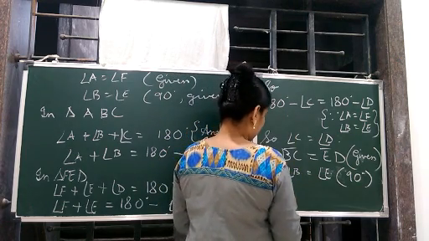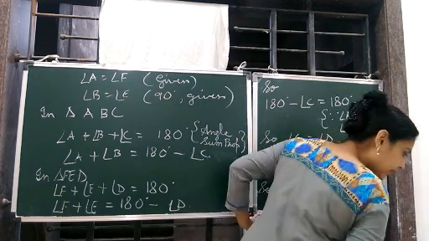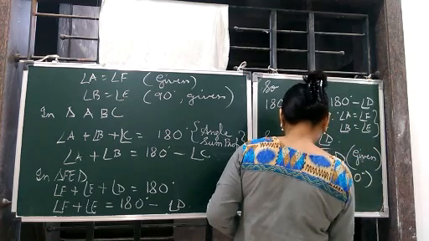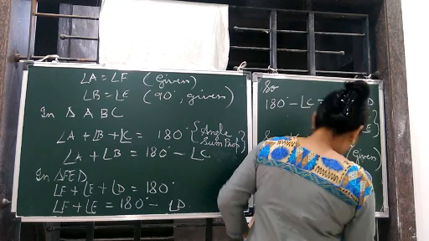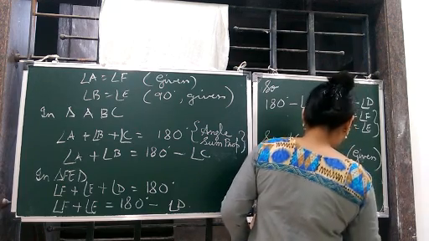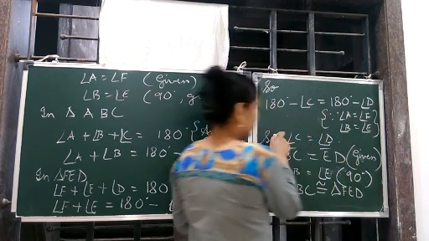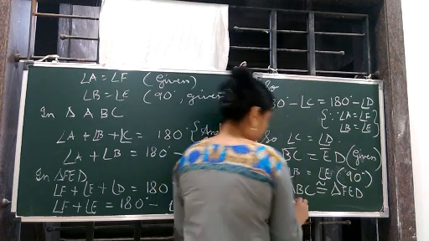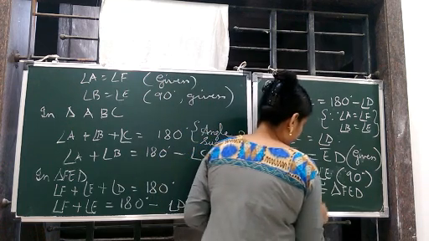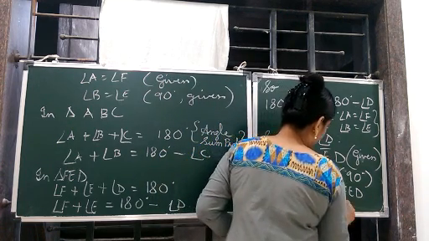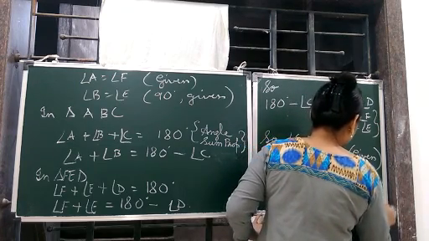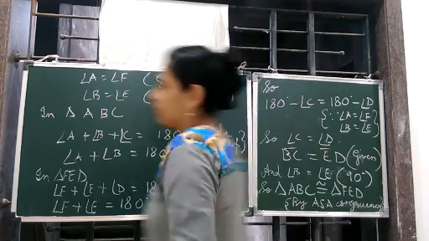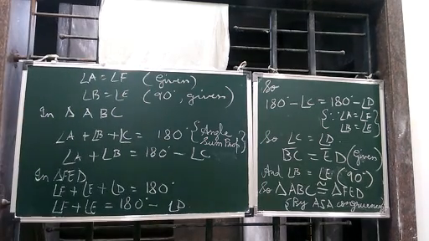So triangle ABC is congruent to triangle FED by angle side angle congruency. By the ASA congruency rule. You can write property also. By ASA congruency. So this completes question number 10.